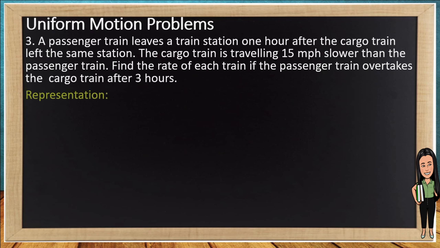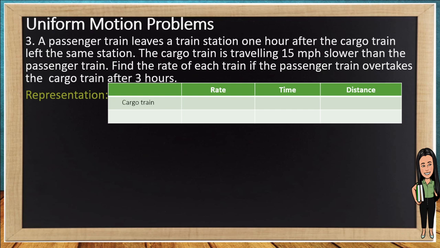Represent muna natin. Okay, so we have the cargo train and the passenger train. Passenger train, ang represent natin using a variable x. Yung cargo train, 15 miles per hour slower. We subtract 15 dun sa representation ng rate ng passenger train. Okay. The train overtakes the cargo train after 3 hours. So, 3 yung time. 3, tapos 4 yung cargo train.